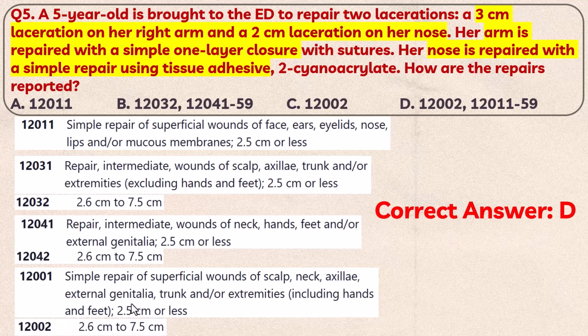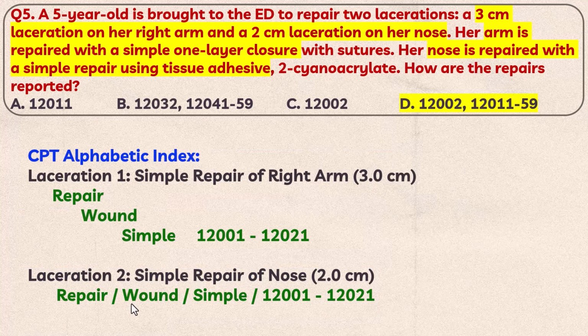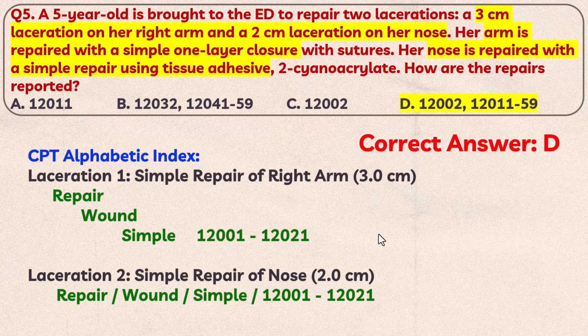If you encounter this case in a real working scenario, you have to use the CPT alphabetic index. When you go to the CPT alphabetic index, for the laceration one, that is on the right arm, 3 centimeter one, you have to go to the term repair, then go to the subterm wound, then go to the subterm simple, that is simple repair. So this is the order: repair, wound, then simple. It will lead you to the following code series 12,001 to 12,021. Again, go back to the tabular list and confirm the answer. Similarly, laceration 2 also, same way you have to follow: repair, wound, simple, again the same code series. Once you confirm with the tabular list, the correct answer will be answer D.